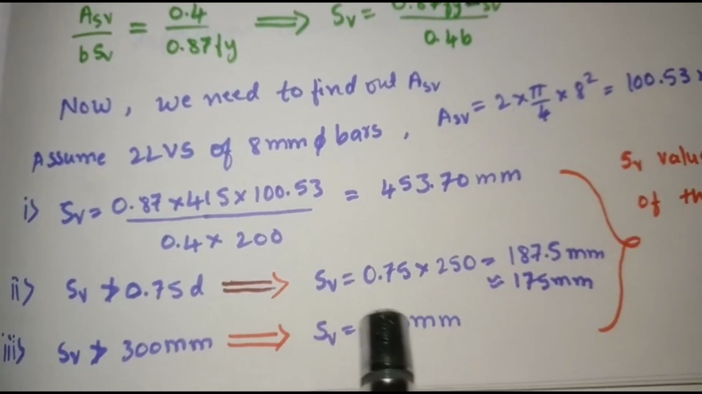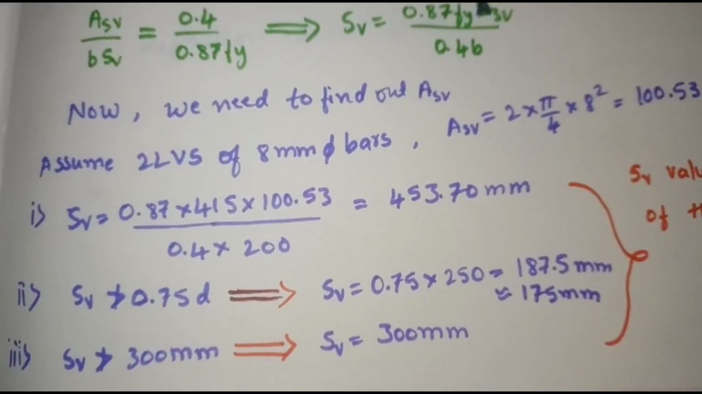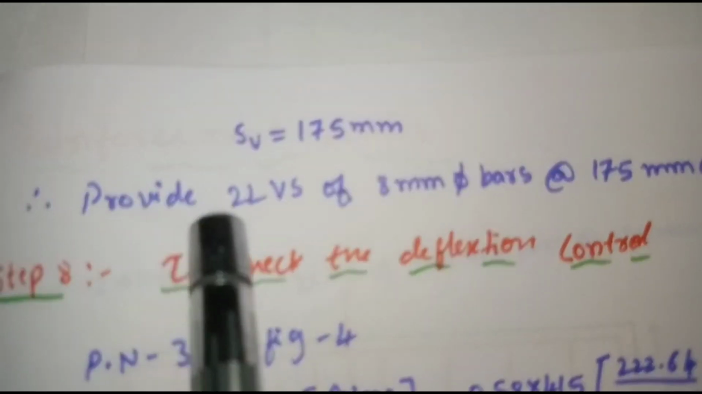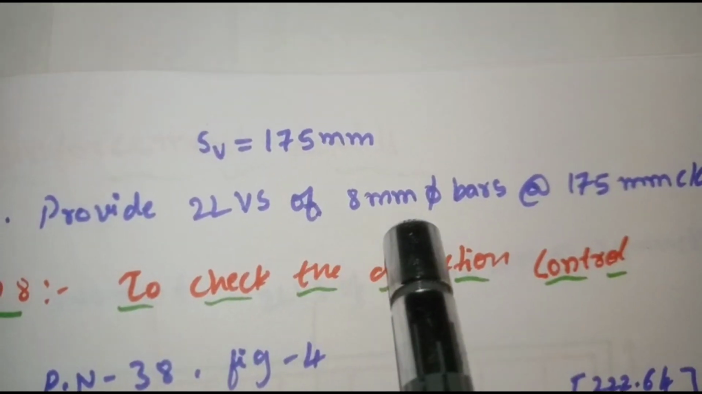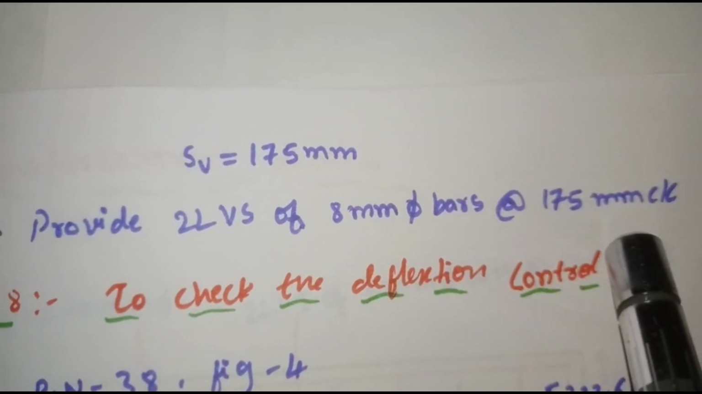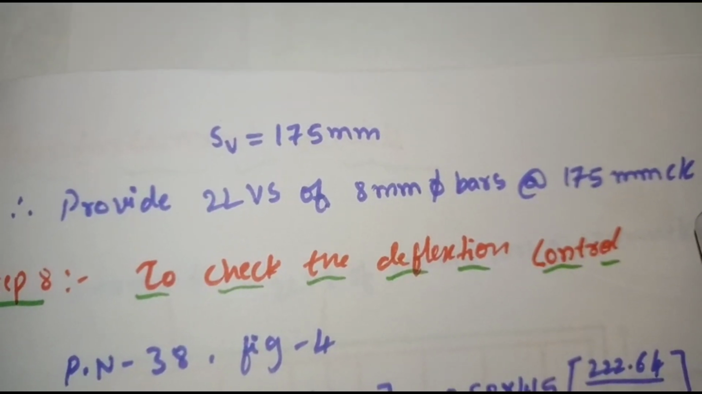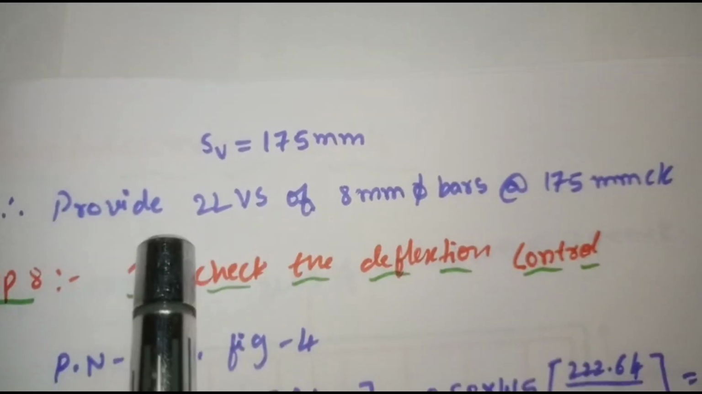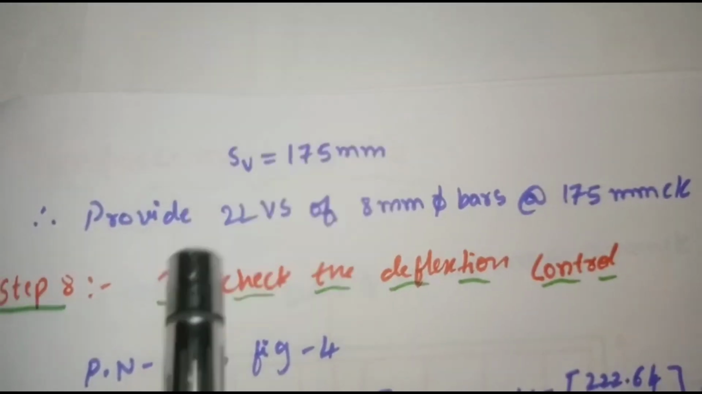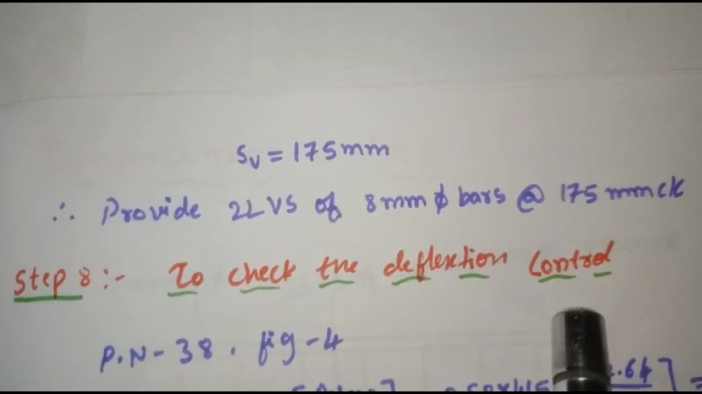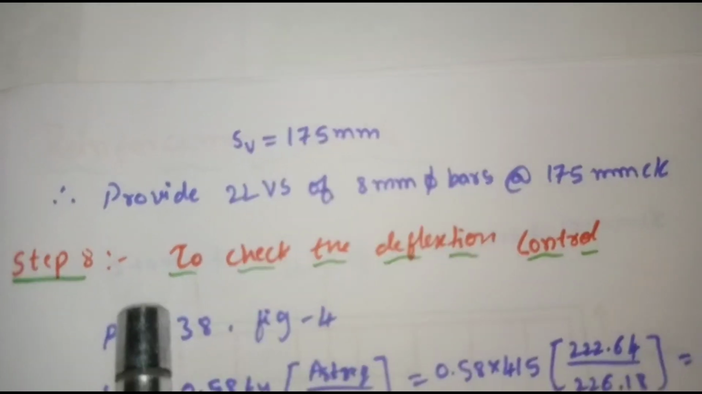So I am taking the least value, SV is equal to 175 mm. So provide two legged vertical stirrups of 8 mm diameter bars at 175 mm center to center. This is how we calculate the spacing of stirrups. And the last step is to check the deflection control. This is the last step of our problem.